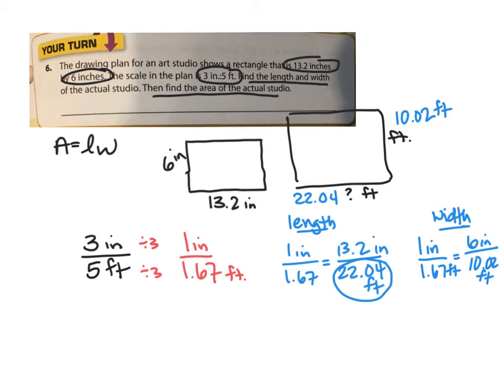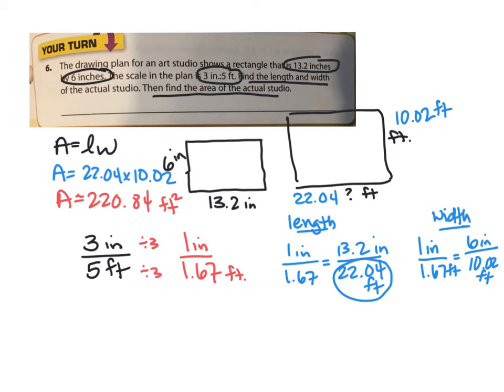And they wanted me to find the area. Now I know the length and the width, 22.04 times 10.02. And the answer I get is 220.8408. I'm just rounding, like I said, I just keep it to the pennies place, unless it tells me otherwise. I didn't see where they said I need to round it to any place value. So I'm just going to leave it at the hundredths place. 220.84 feet squared should be your answer.